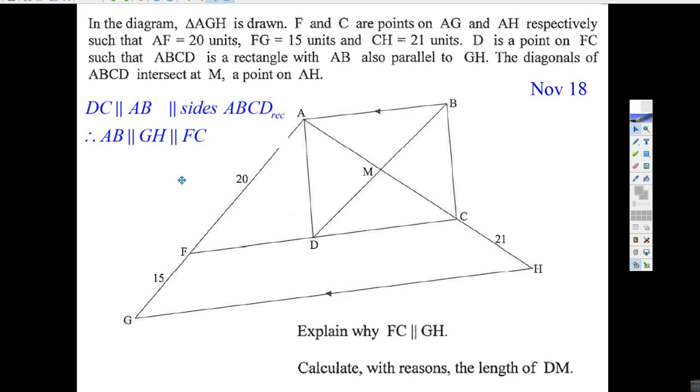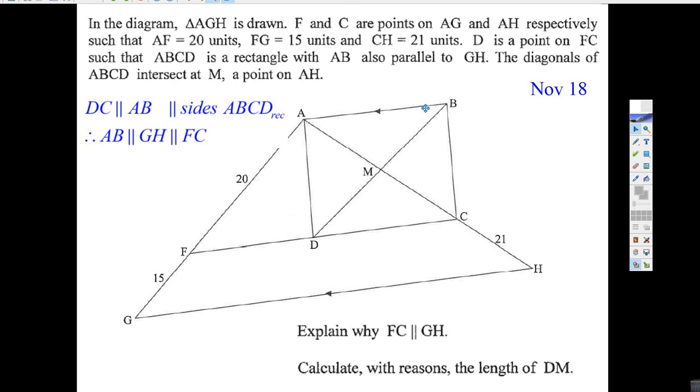Now, let's take a look at this question. It's a question from November 2018. They give us this big triangle. They don't tell us this is parallel, but they tell us a bunch of things. If you read this carefully, they tell you all those sides, and they tell you that ABCD is a parallelogram. The first question is, explain why FC must be parallel to GH. Then we could use proportionality. We can't right now. Oh, it's a rectangle, which is a parallelogram.